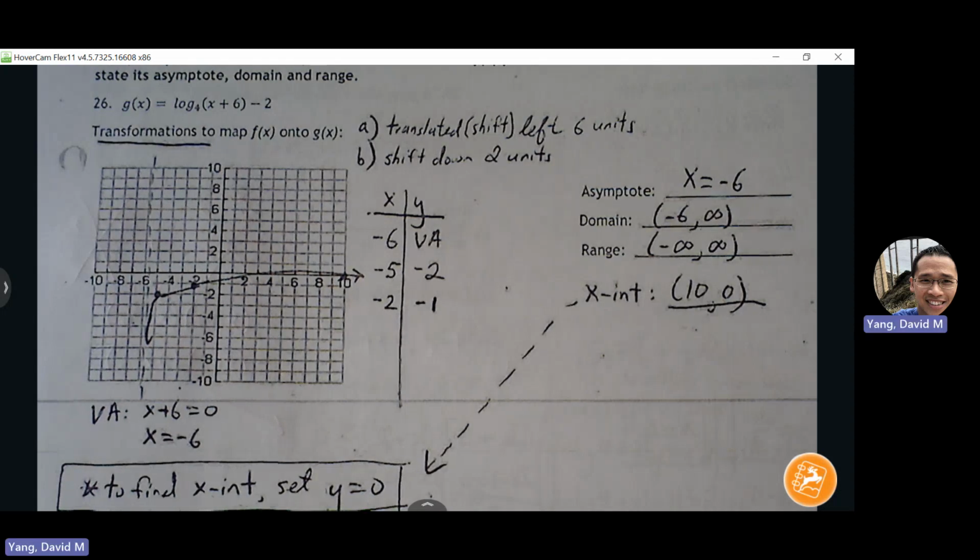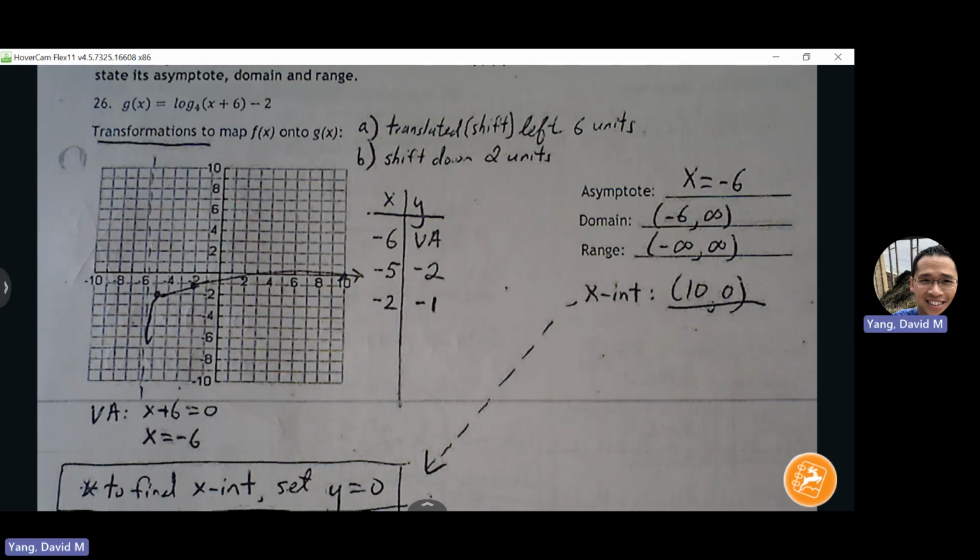And then the other property that I want to target is how can I get that base to show up within the parentheses? If I put a -2 in for x, -2 plus 6 is 4. Log base 4 of 4 is 1. 1 minus 2 is -1. So I have my vertical asymptote and 2 ordered pairs. That's enough to get my graph.